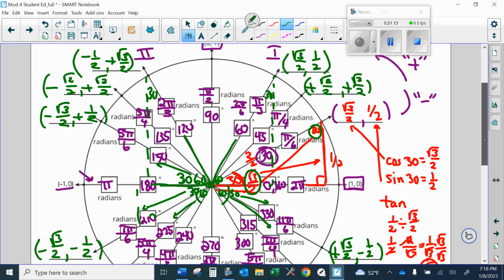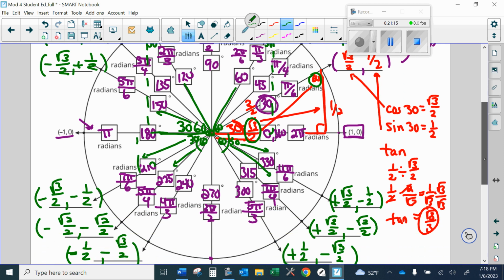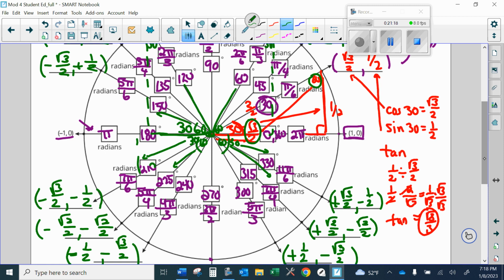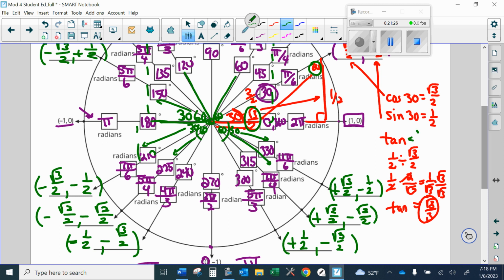Okay, so we have filled this out, everything on here, all the degrees, the radians, and then the x and y coordinates. Like I told you, if you want to do tangent, you do the y coordinate divided by the x coordinate. Tangent is y divided by x. So just take the y coordinate on each one, divided by the x coordinate, and simplify it because no radicals in the denominator, and that would be the tangent.